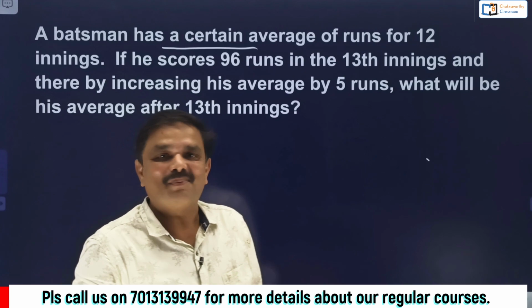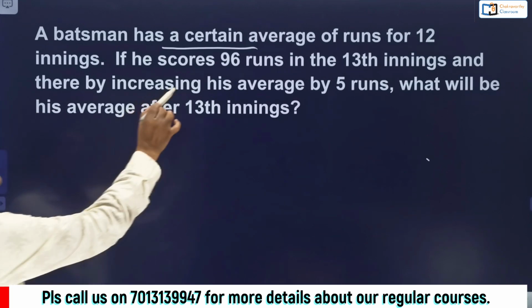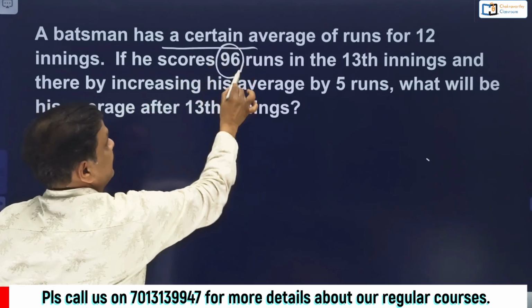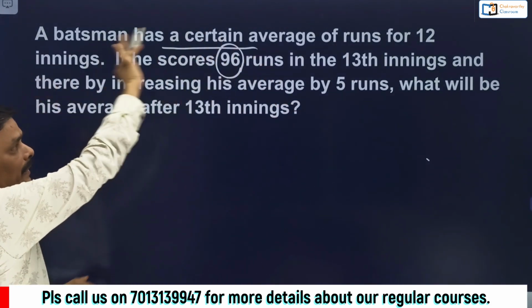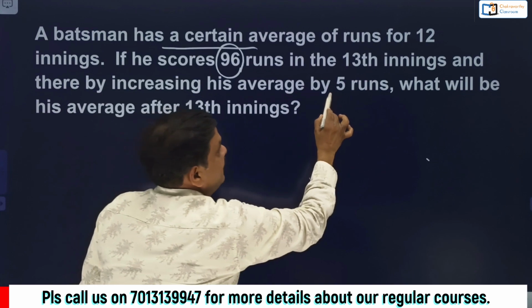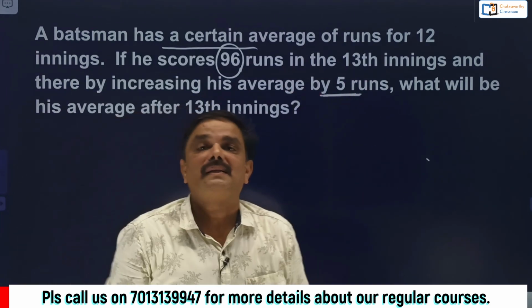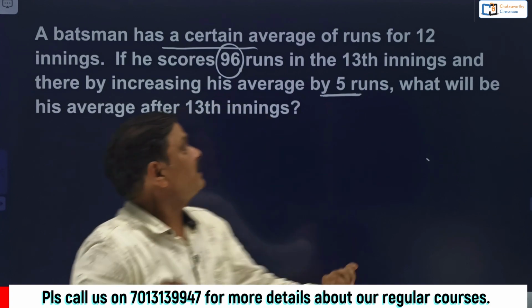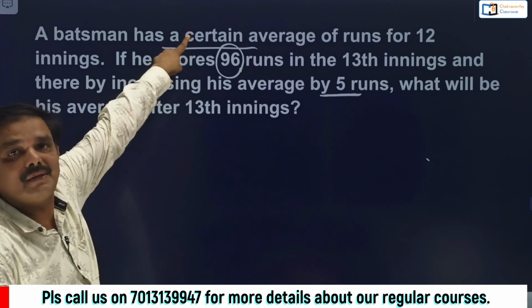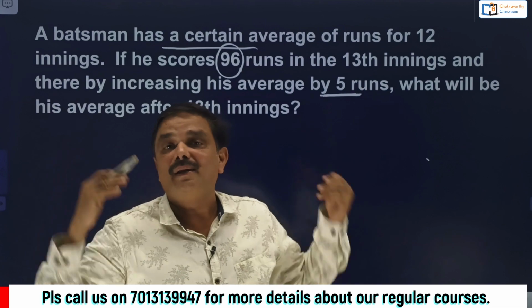Simply you can do this one. How, you tell me? Simple, students. Actually, he has a certain average for 12 innings. In the 13th inning, he made 96 runs. As a result, over all 13 innings, the average has been increased by 5 runs. We do it in the same way with the help of this data. First, I'll find out the initial average. After that, we will add 5 to that so that you can get the final answer.